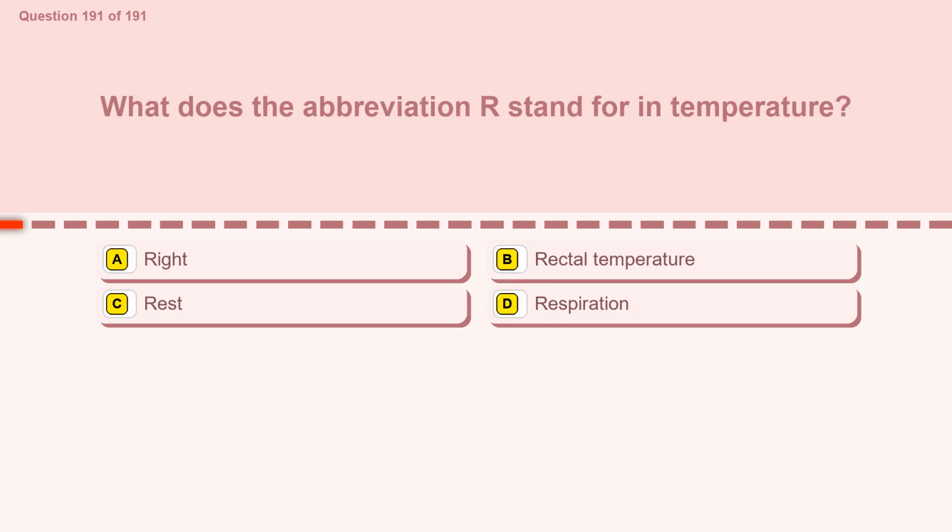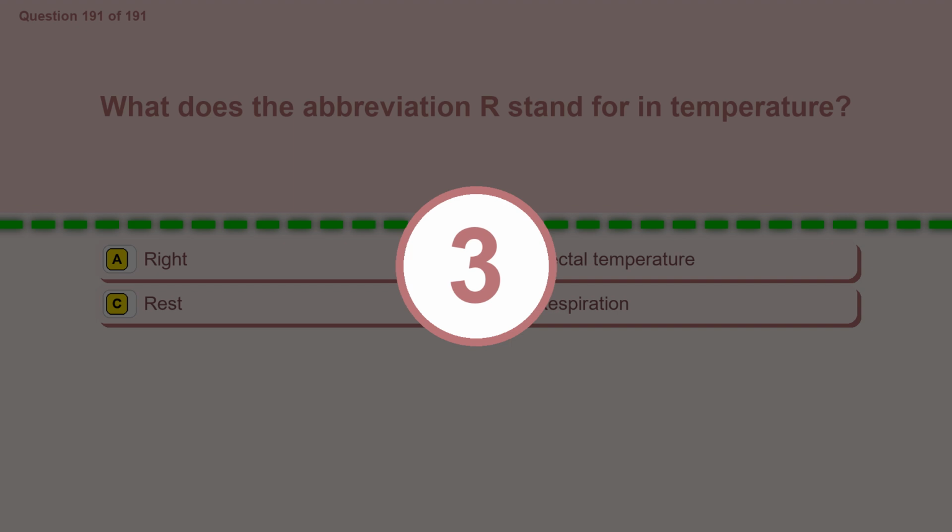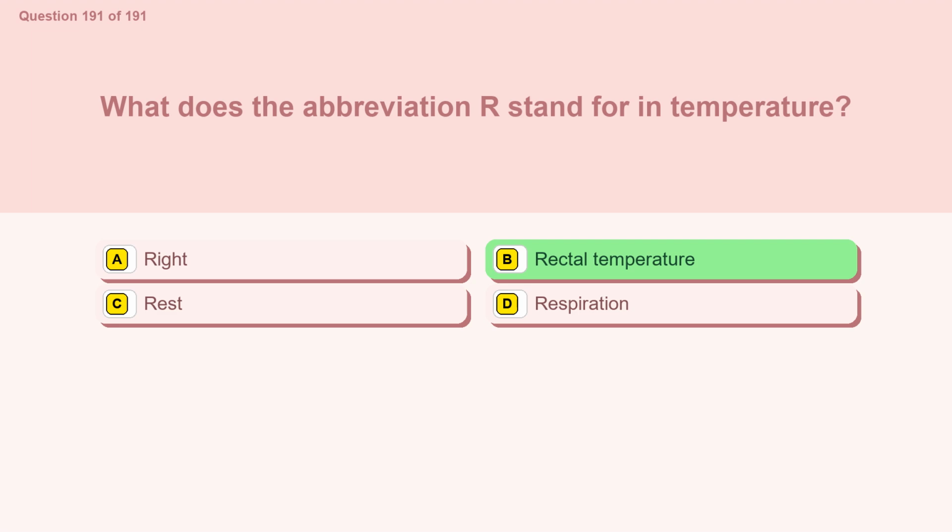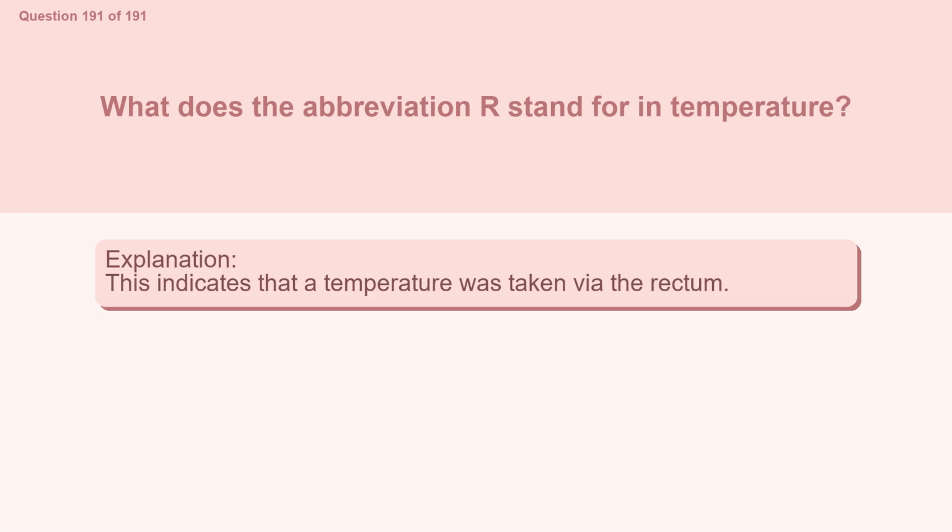Question 191. What does the abbreviation R stand for in temperature? Option A, right. Option B, rectal temperature. Option C, arrest. Option D. Respiration. The correct answer is option B. Rectal temperature. This indicates that a temperature was taken via the rectum.